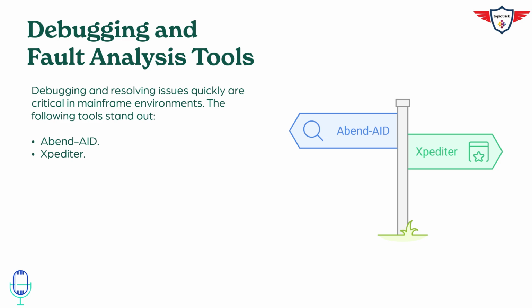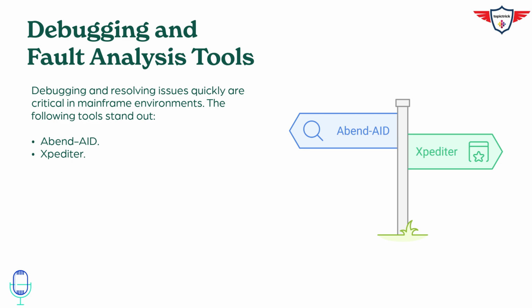Exactly. And in the mainframe world, we have some powerful tools to aid in this investigation. One of those tools is Abend-Aid, a tool that helps developers analyze system failures, which are known as abends. Abend-Aid. That's an interesting name. What's an abend, and how does this tool help? So an abend is essentially a crash or an abnormal end to a program's execution.